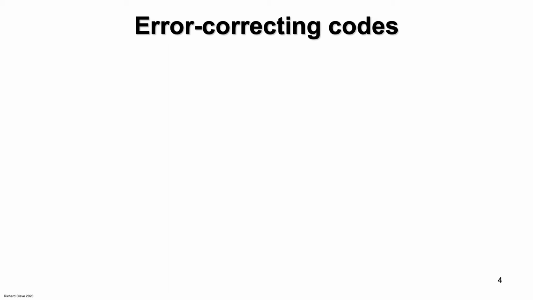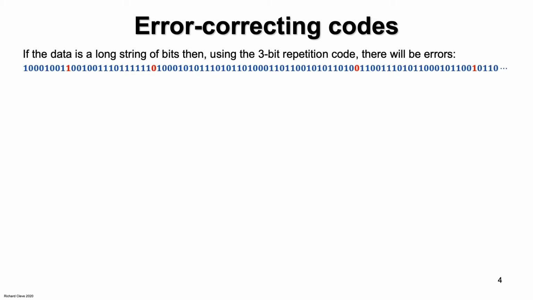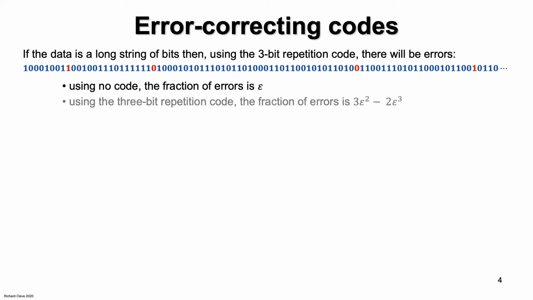If the data is a long string of bits, then there will be some errors, but fewer errors using the code. With no code, the fraction of errors is epsilon. With the code, the fraction of errors is 3 epsilon squared minus 2 epsilon cubed.